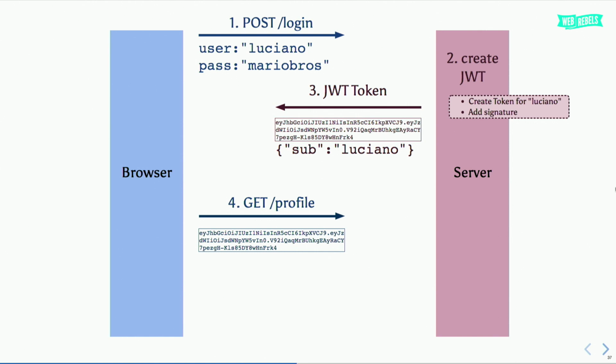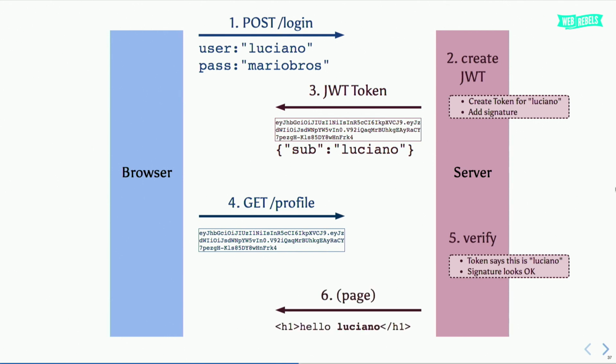The next time there is a request from the browser, for example, to go to the profile page, the token is attached, let's say, in the form of a header, in this case. And so when the server receives the request, it can verify: okay, I received a token in the, let's say, authorization header. This token says that this is for Luciano. The signature is okay, so I'm pretty sure that this is a valid authentication attempt. I can consider the request as coming from Luciano, so I can immediately generate back the page for Luciano. Notice that only the server will know the secret in all this flow. It's never shared with the browser in any way or form.